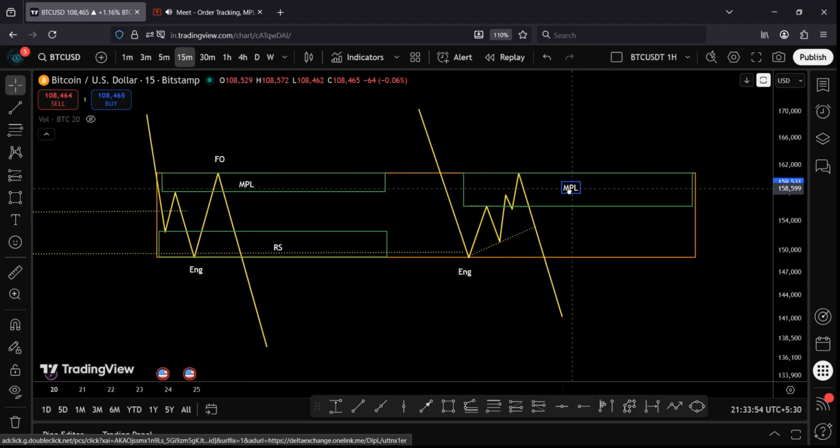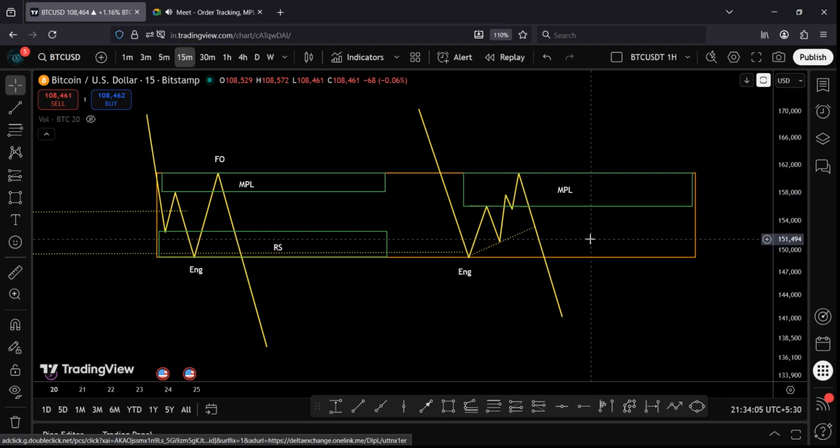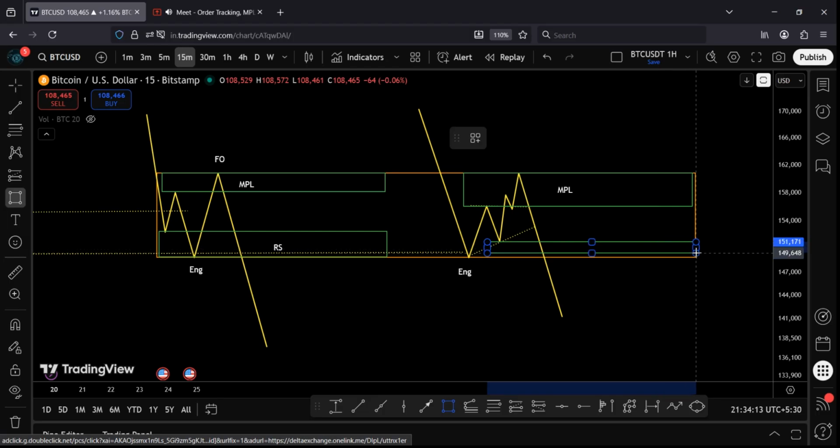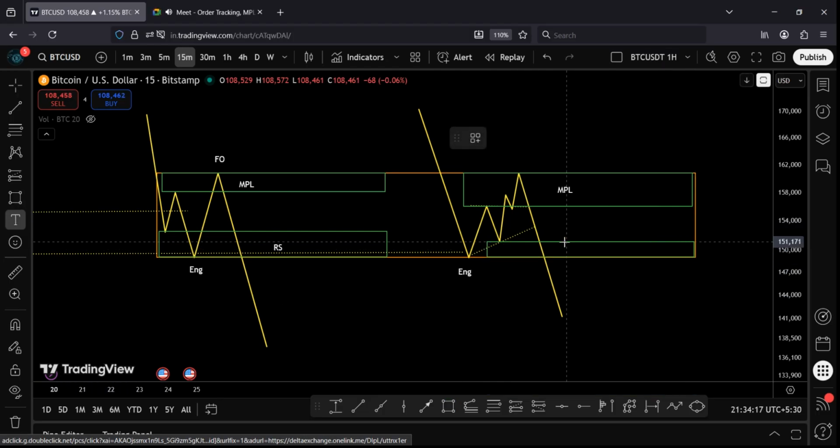This area is our MPL zone, and which will be our RS zone? Look at this pullback, downside. Yes, downside, and from here, this will be our RS, right? This will be our RS.